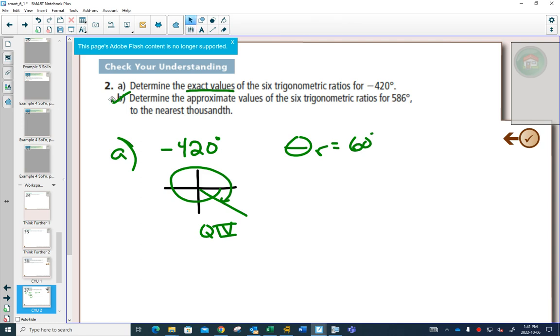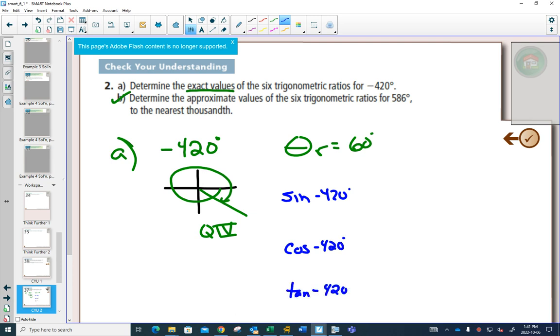So we can now figure out sine of negative 420 degrees, cos of negative 420 degrees, and tan of negative 420 degrees. We can figure those out because you know that sine of 60 is root 3 over 2, and because it's in quadrant 4, it's negative. Cos of 60 is 1/2, and because it's in quadrant 4, it stays positive. And tan of 60 is root 3, but because it's in quadrant 4, it's negative.